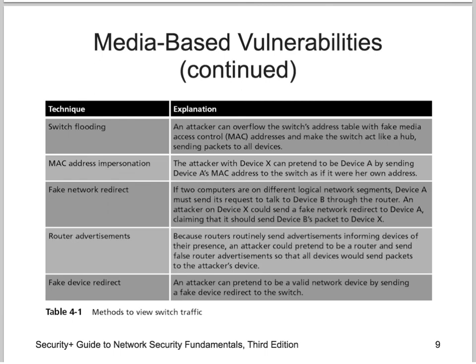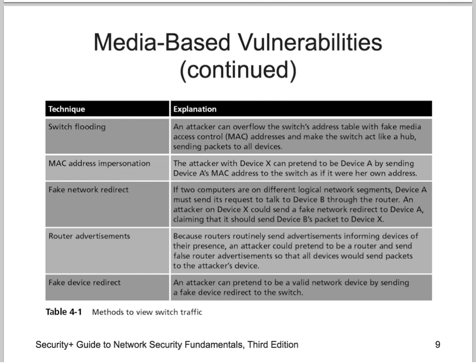This is where an attacker can overflow the switch's address, MAC address, and fake it, and make the switch act like a hub, sending packets to all the devices immediately. MAC address impersonation is what we're going to do on Thursday. The attacker of device X can pretend to be device A by sending device A's MAC address to the switch as if it were his or her own address.